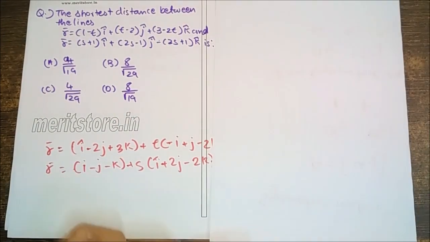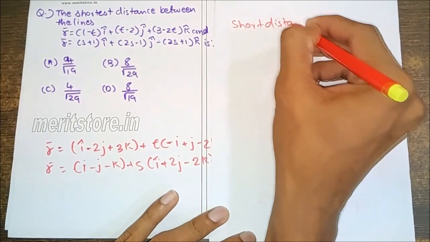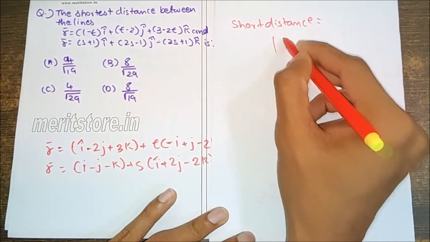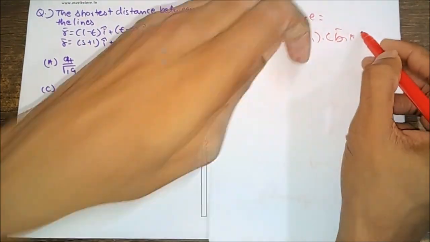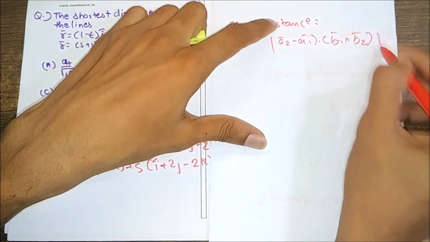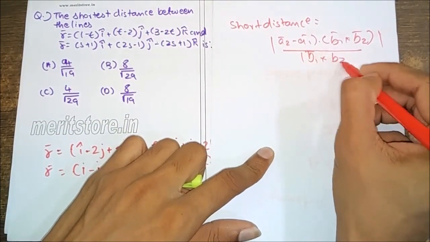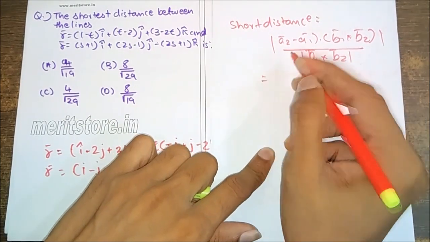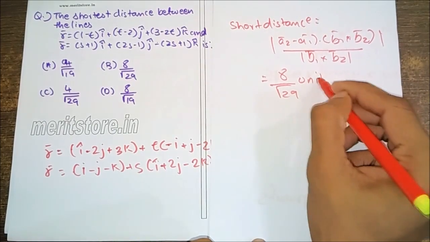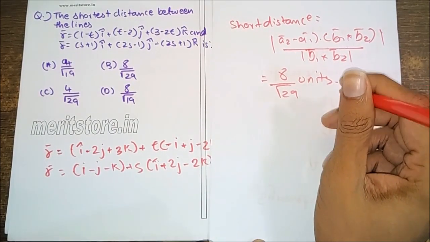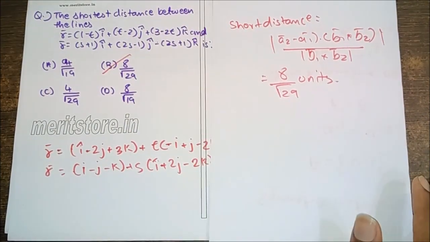Now we can use the shortest distance formula, that is shortest distance is equal to mod of a2 minus a1 dot b1 cross b2, upon mod of b1 cross b2. Substituting the values, we get 8 upon under root 29 units, which matches with option B. Therefore, option B is the correct answer.